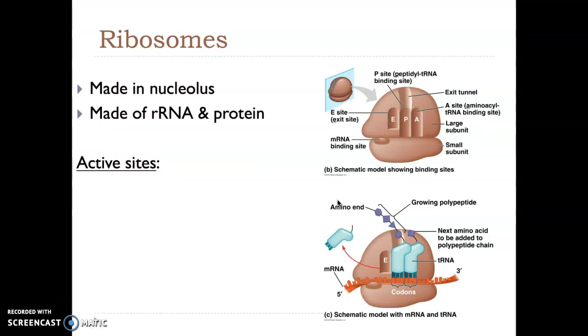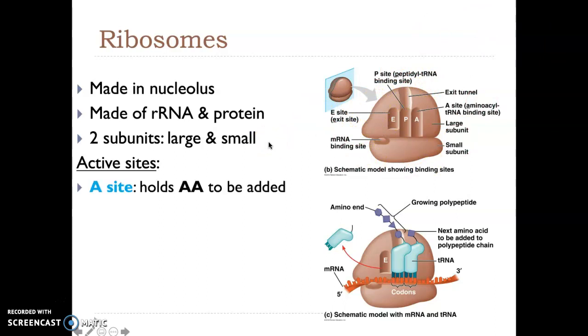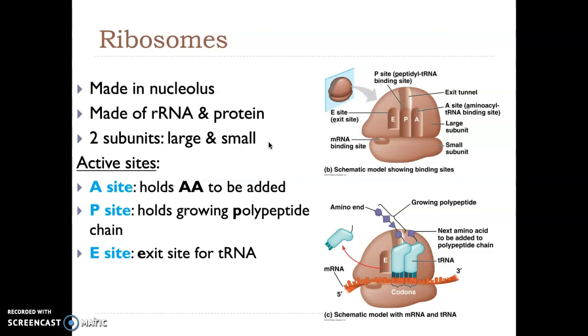Okay, another player is the ribosome, which is made in the nucleolus. It's made of rRNA, and it's got 2 subunits, large and small. Kind of looks like a hamburger bun, if you use your imagination. And then in the large subunit, you've got active sites, and these active sites are the A site, the P site, and the E site. E stands for exit, and so that lets you know that that's going to be the last site that tRNA goes in. The A site is the one where the amino acid is going to be added.